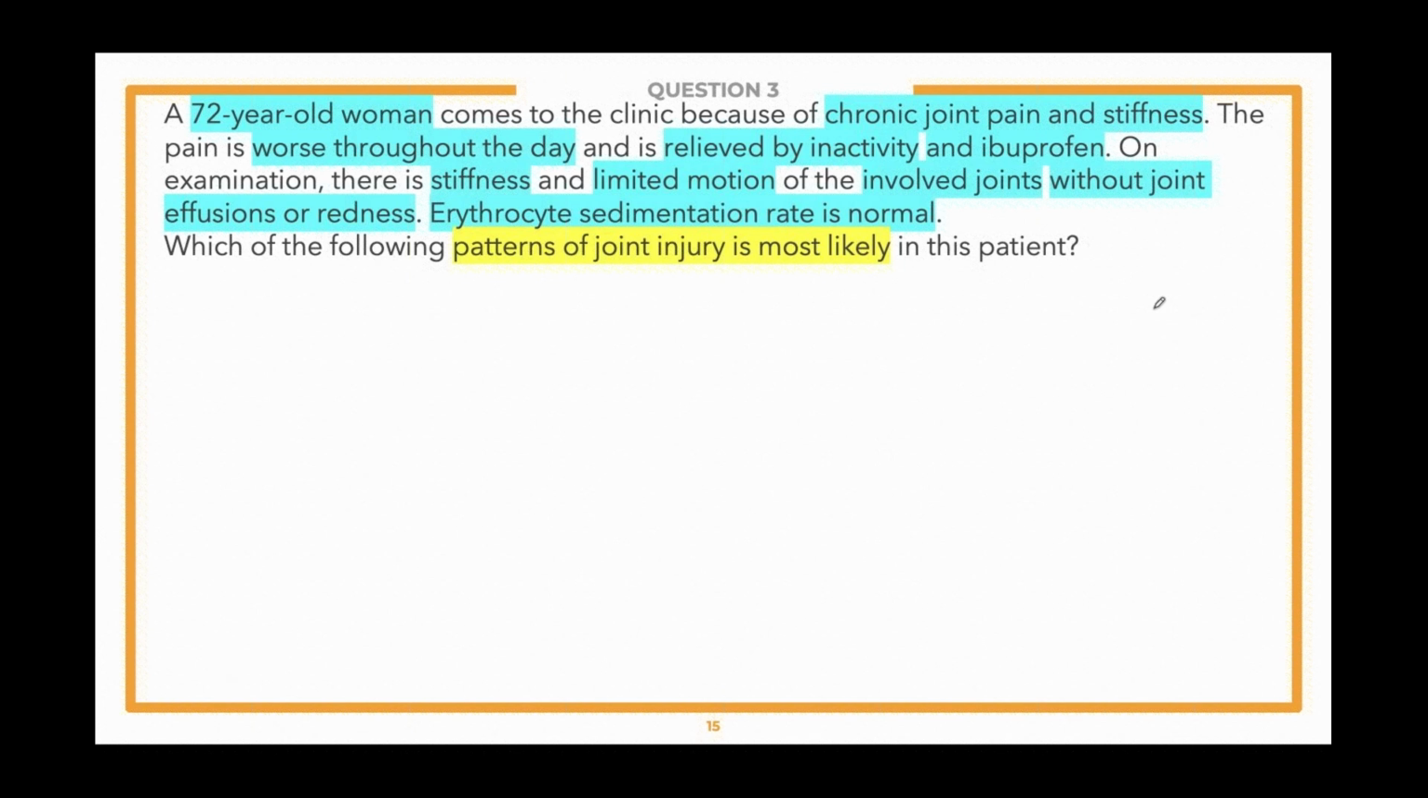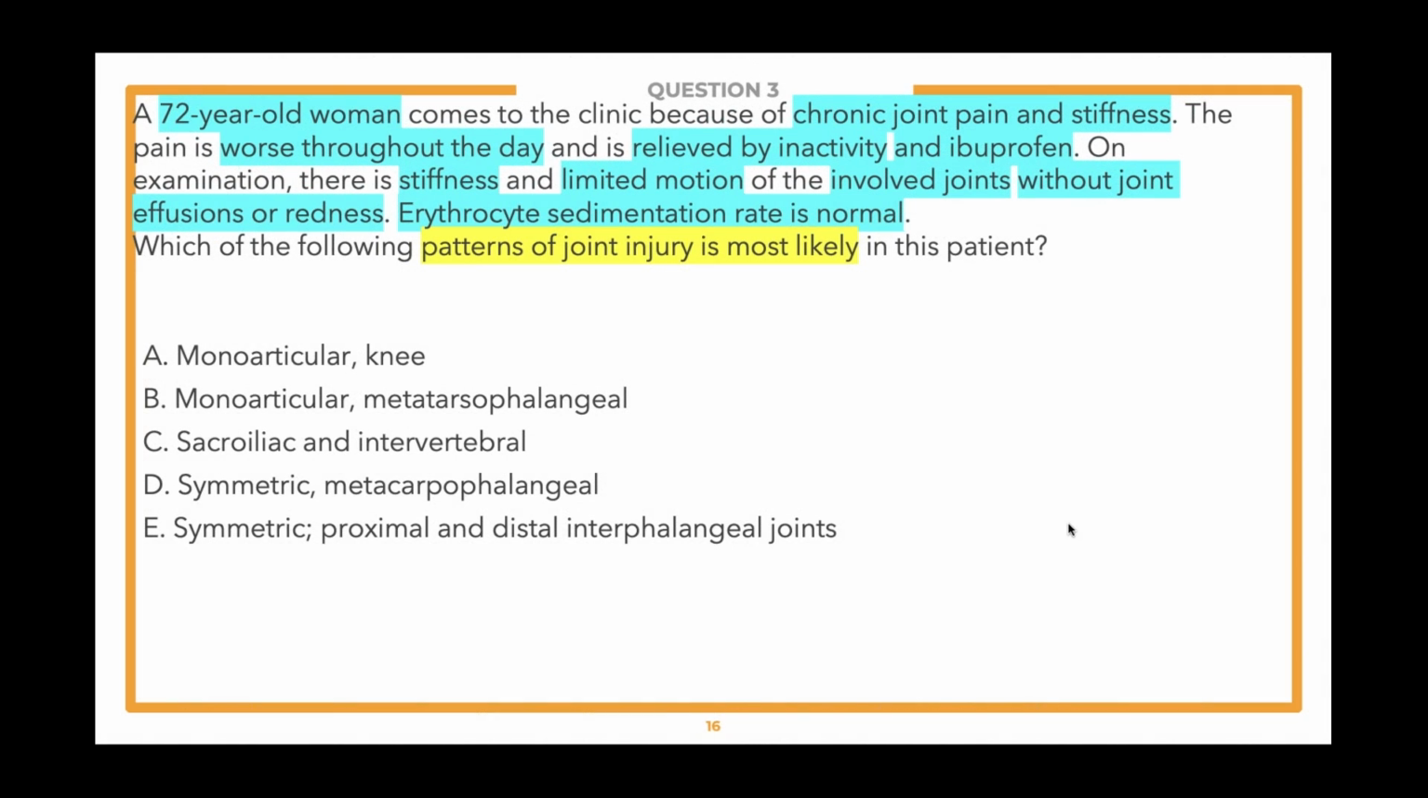So I think we've got a couple steps. I think one, we've got to figure out, based on this clinical vignette, what is our most likely diagnosis? And then two, in that diagnosis, what is the common classic pattern of joint involvement? So I think we've got another nice two-step question. So once again, let's take a look at the answer choices, and we'll start at the bottom and work our way up to the top.